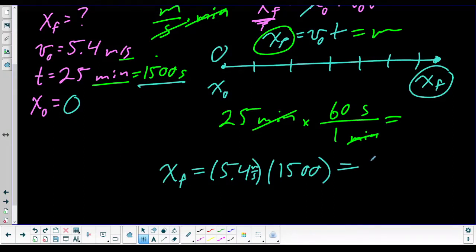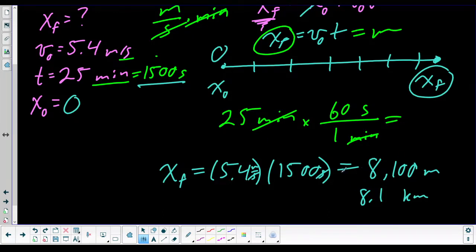So now we multiply 5.4 times 1,500, and we get that we have gone 8,100. The seconds cancel the seconds. Meters. So we have gone 8,100 meters, or 8.1 kilometers. And if you really felt like it, you could convert that to miles, but I'm not going to make you.